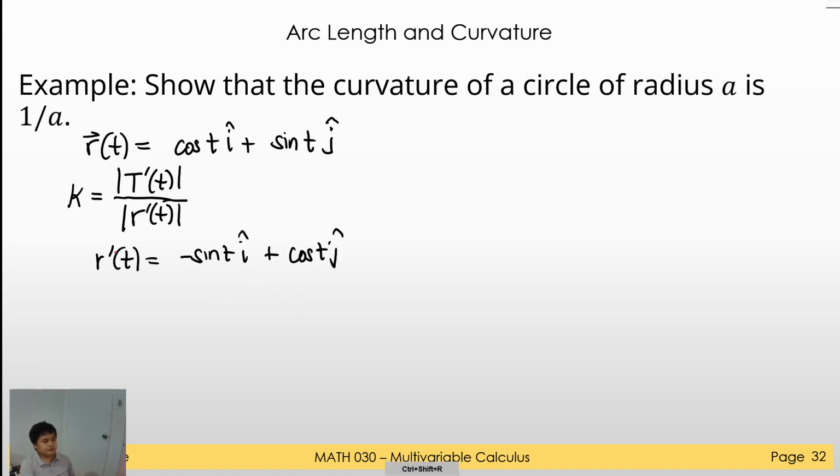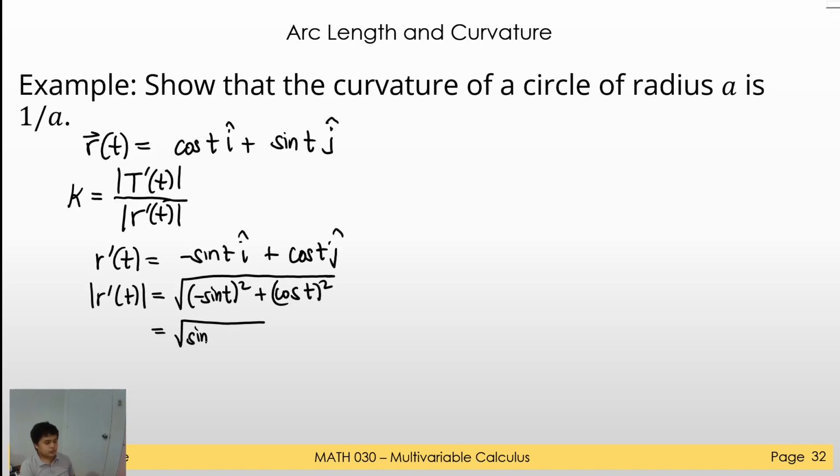Okay, so what's next? We want to find the length. For finding the length of the first derivative of your vector valued function, you just find the square root of the sum of the squares. So we have negative sine t squared plus cosine t squared of each of the coordinates. This becomes the square root of sine squared t plus cosine squared t. Using the trigonometric identity, this is equal to 1. So the square root of 1 is 1, and the length of the first derivative is equal to 1.